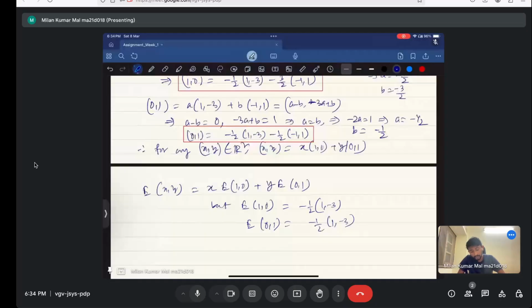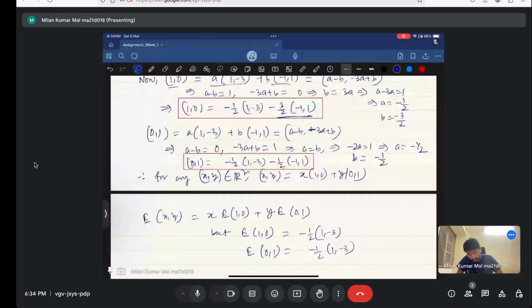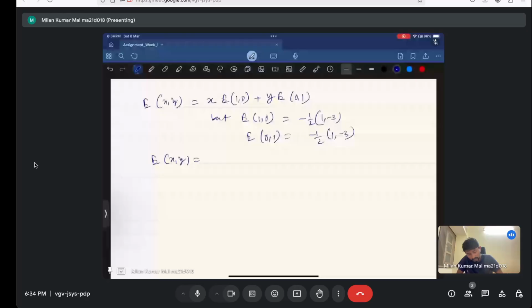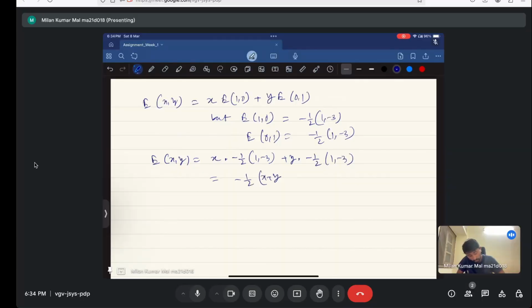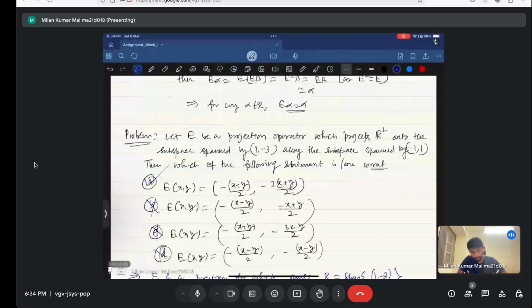So therefore what we are getting here actually, E(x, y) is equal to x into (-1/2)(1,0) plus y into 1/2 (1,-3), that will give -1/2 (x + y) and -3/2 (x + y). So this is the expression of E. So this is the correct option, then all other options will be false.